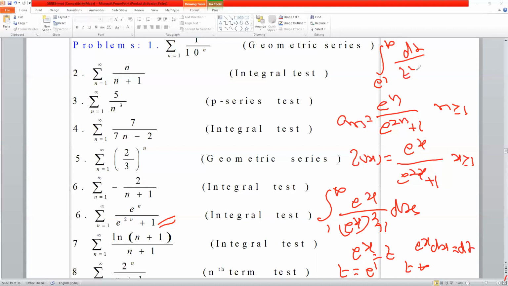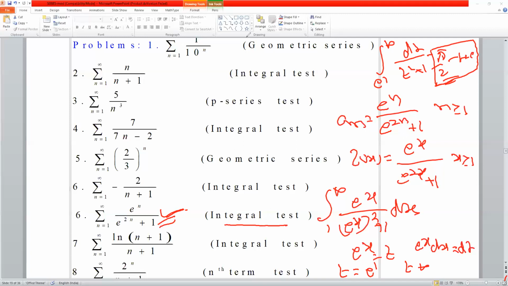t square plus 1. So the integration of 1 by t square plus 1 is tan inverse of t. Tan inverse of infinity is pi by 2, minus tan inverse of e. So this integral is finite. Therefore, the given series is also convergent with the help of the integral test.